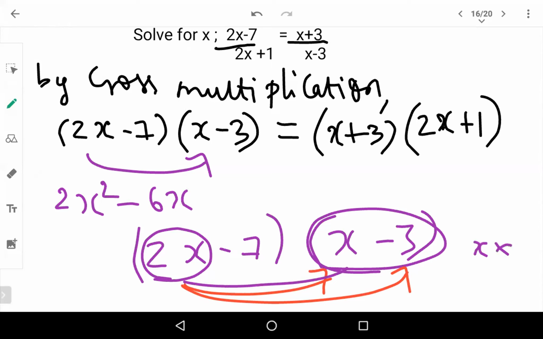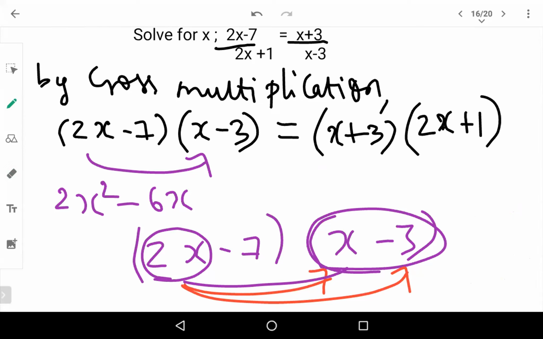X into x is x square. X plus x is 2x. Remember this always and be careful while solving it. Okay. X into x is x square. X plus x is 2x. Okay. So here we are solving. We are doing the multiplication of the expressions.